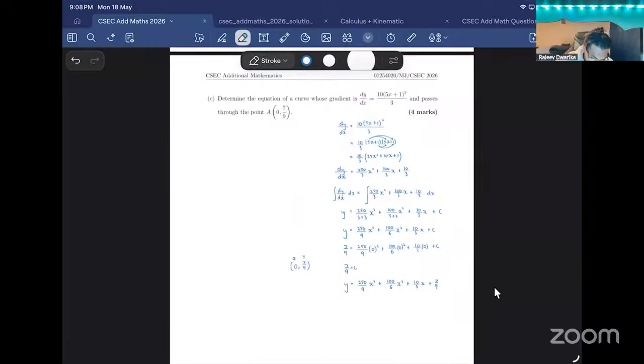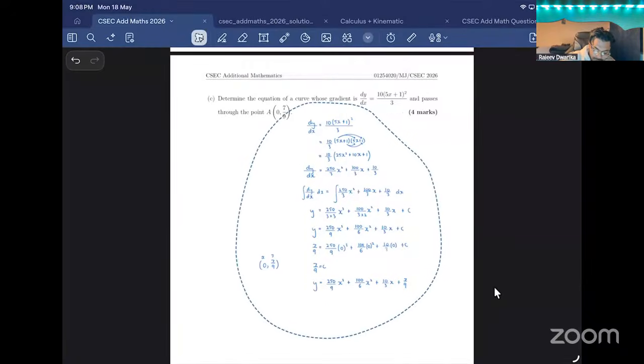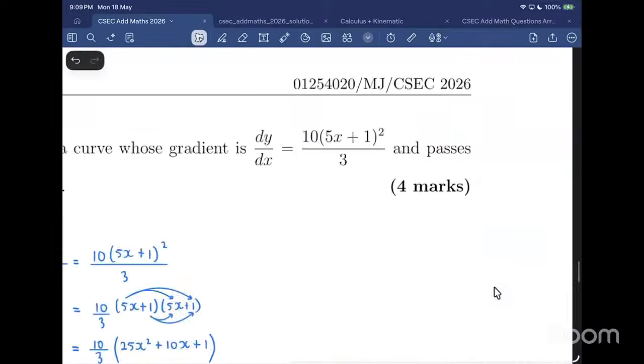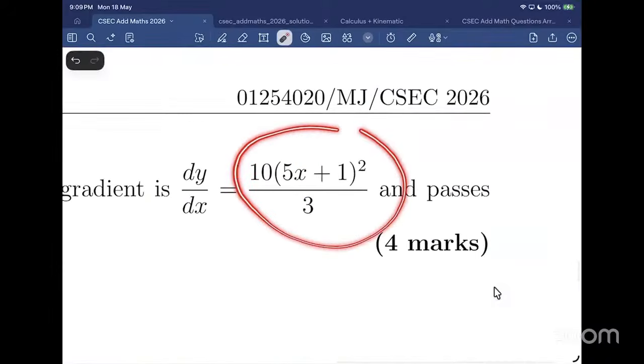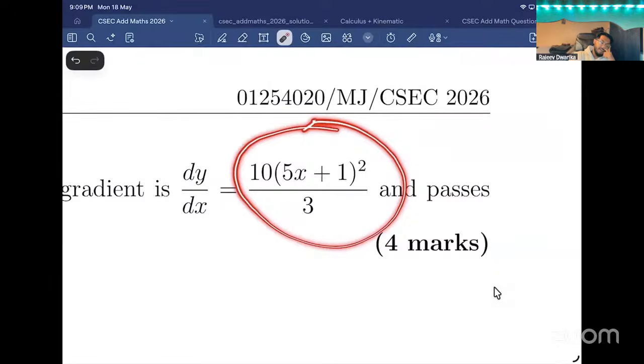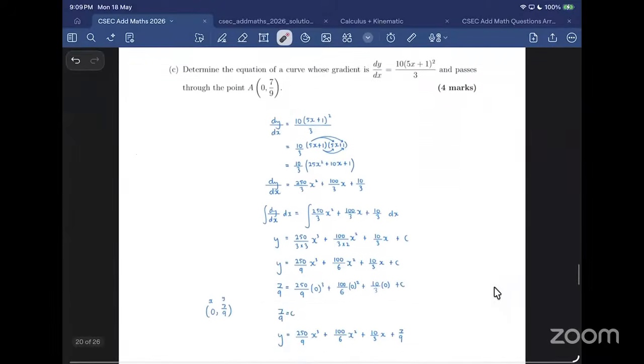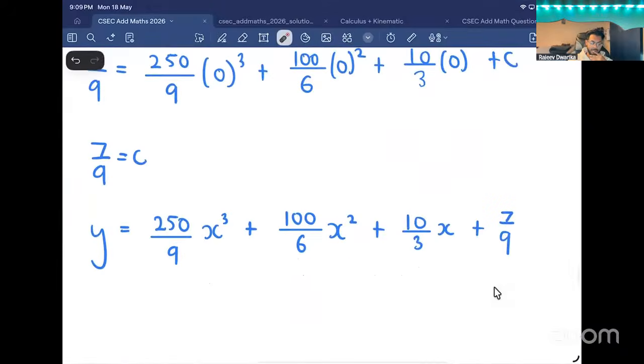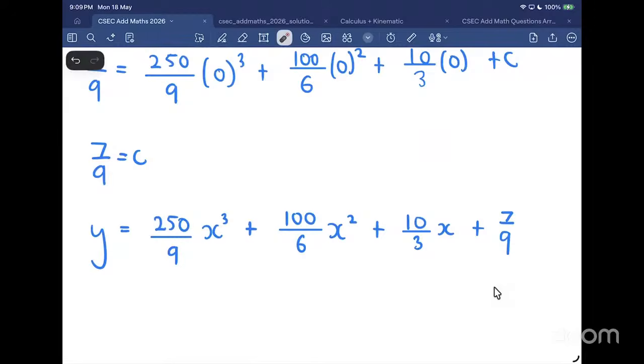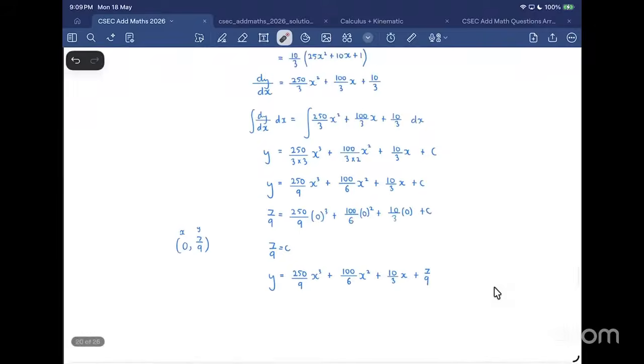All right. Yeah, so this was the answer. I wouldn't say it was hard. It's just like you had to simplify this and then integrate. Cool. So this is the answer: 250 over 9x cubed plus 100 over x squared plus 10 over 3x plus 7 over 9.